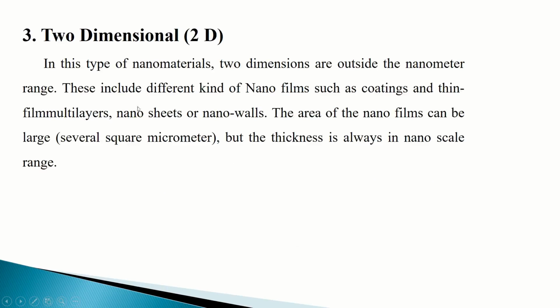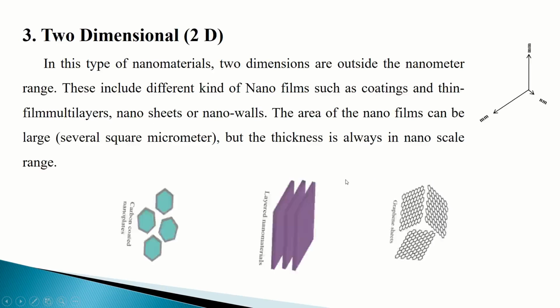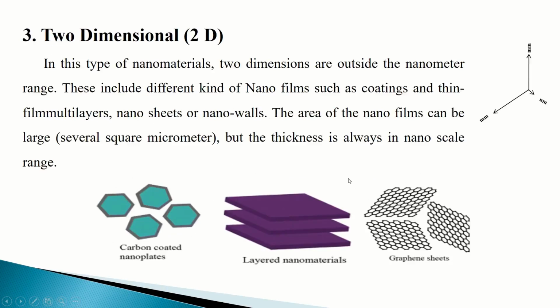If 2 dimensions are outside the nano range, then it is classified as 2-dimensional nanomaterials. So 2 of your dimensions are outside the range of nano. Examples for such kind are mostly planar materials like carbon coated nanoplates, layered nanoparticles, and the graphene sheets.